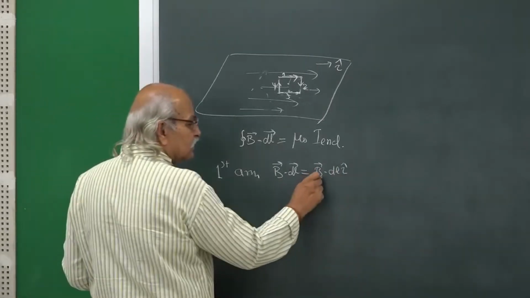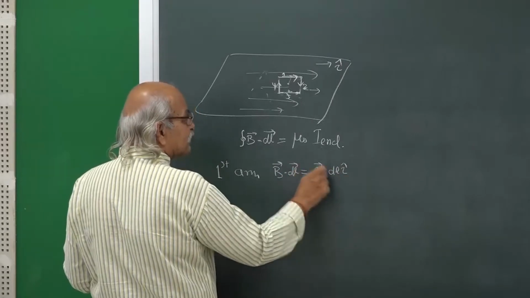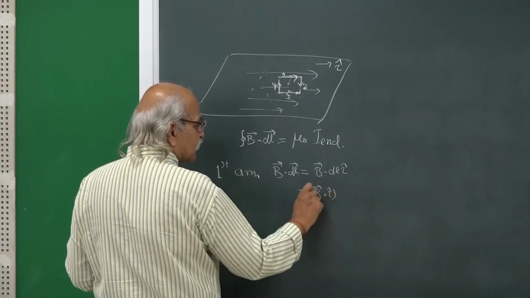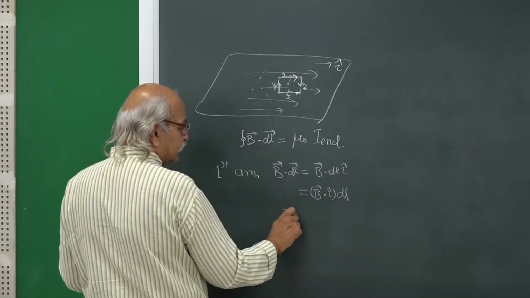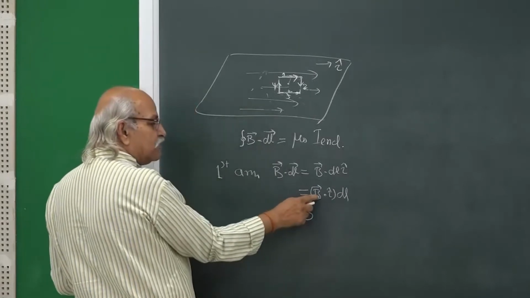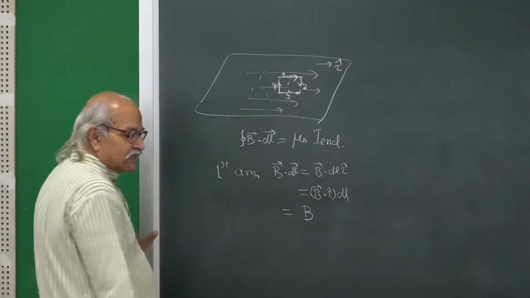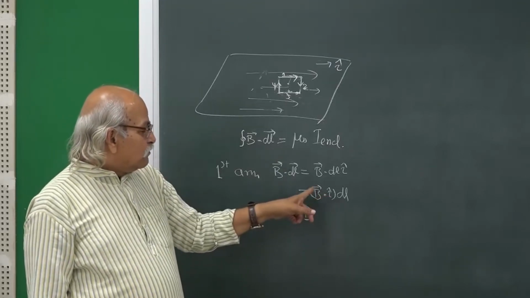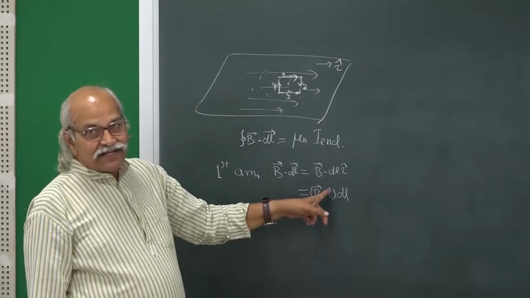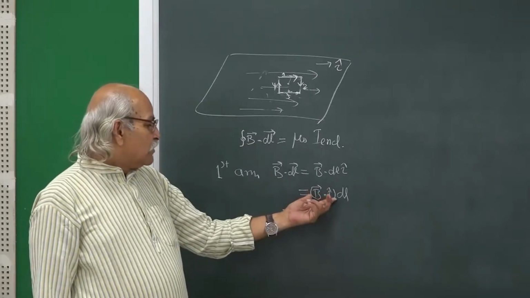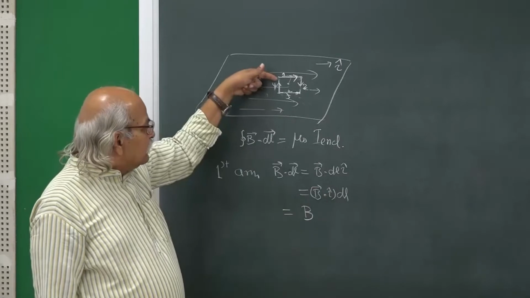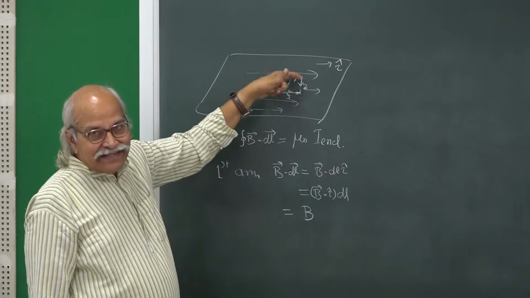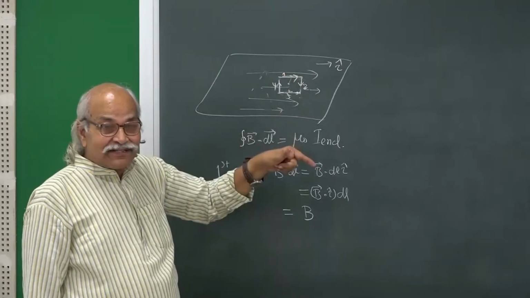The dl vector is dl i cap, so this is B dot i cap and then dl, and this is the component of B in the i cap direction. When you take the dot product with a unit vector, you get the component of the vector in that direction. So, this is the component of magnetic field B in this direction. This is the tangential direction, and parallel to the current, right.